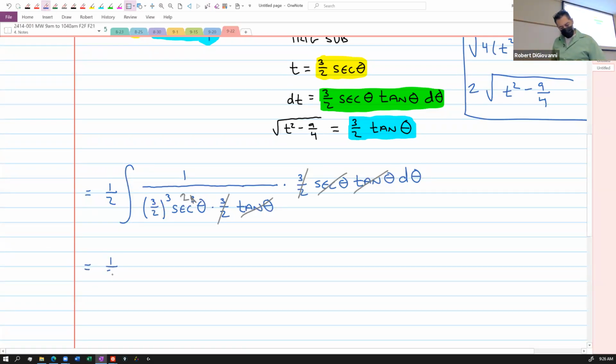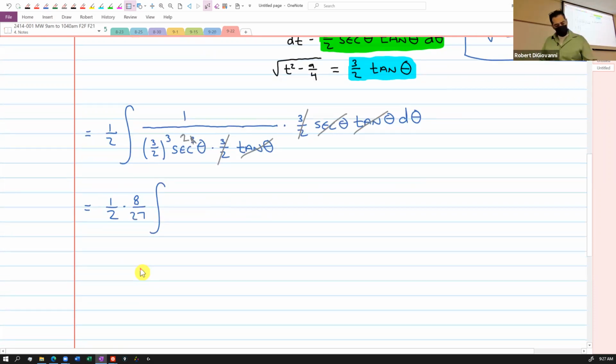I'm going to have the 1/2, and then the 27 over 8 that we had on the bottom gets flipped up as an 8 over 27. I pulled it out of the integral. I will clean that up on the next step. I can reduce that out, but I just want to make sure everyone understands where the 8 over 27 comes from. Good?